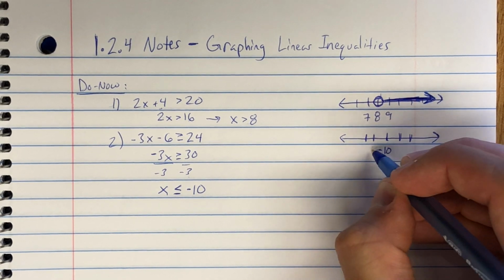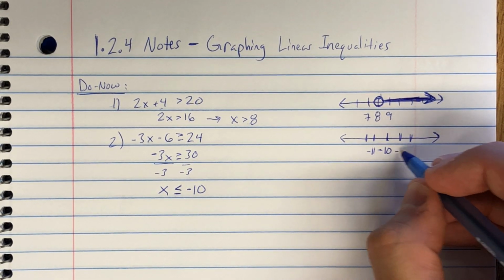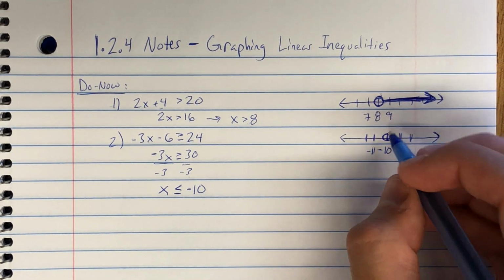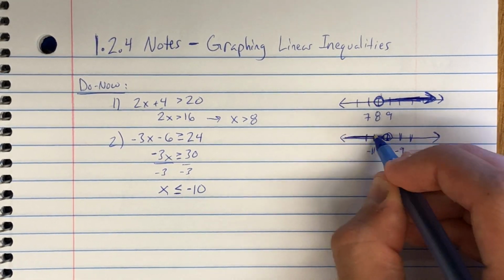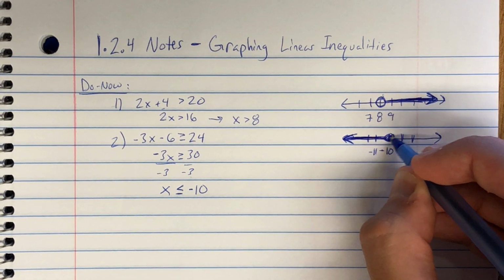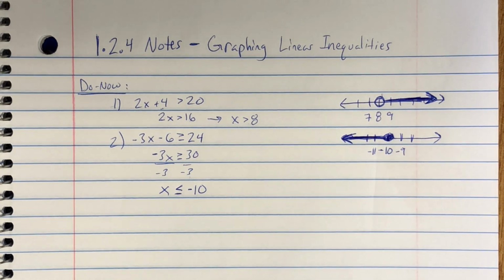So let's put negative 10 there, so that would mean negative 10 to the left, negative 9 to the right. And it's everything less than negative 10, so that's everything to the left. And we fill it in, because it's including negative 10.